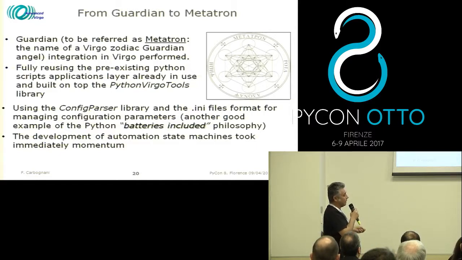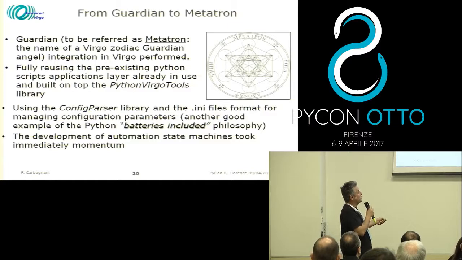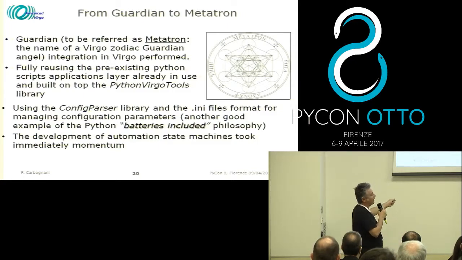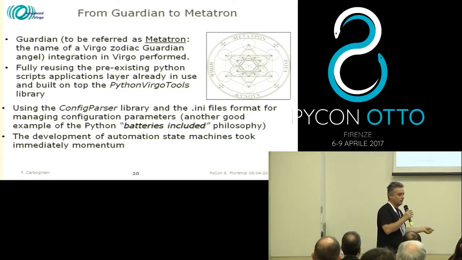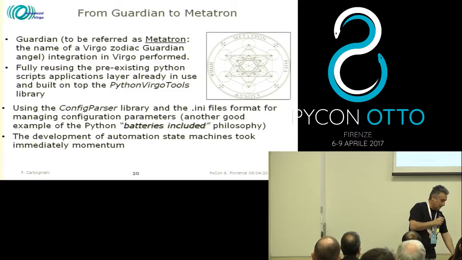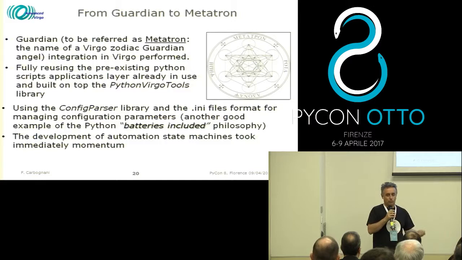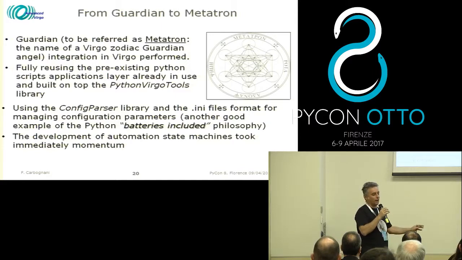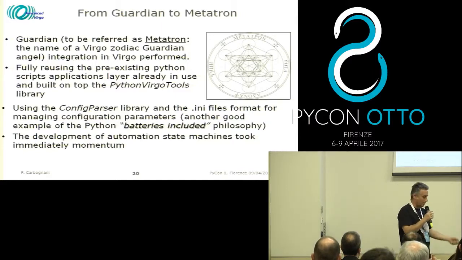Also, we are using ConfigParser for dealing with the configuration parameters. And again, this is a very good example of Python as batteries included. You get Python, you need to deal with the configuration parameters, then you have a library and you just use it and you don't even think about it. It's there, you take it, very easy to use. So this is again a good example of why Python is a good solution, because many ancillary problems you may have are most probably already solved by libraries that are available.